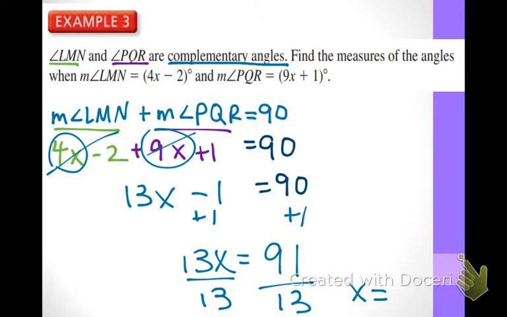12? 10 times 10 is 100, so 13 times 12 is well over 100. It's 7. Do I circle that? No. So make sure you're only circling your final answer.